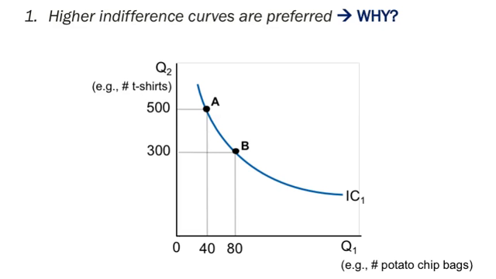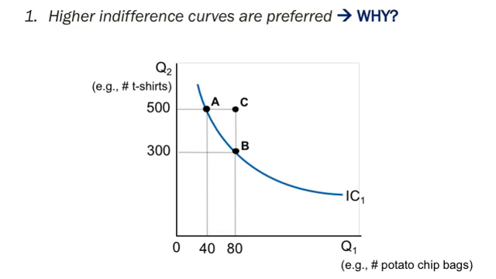If you think about this in terms of t-shirts and bags of potato chips, then combination A would say you get 500 t-shirts and 40 bags of potato chips. And then there's another coordinate on the indifference curve, B, that represents a pile of stuff such that you get 300 t-shirts and 80 bags of potato chips. Now consider coordinate C. Coordinate C is not on the indifference curve. That means that people are not indifferent between A and C. Similarly, they're not indifferent between C and B.